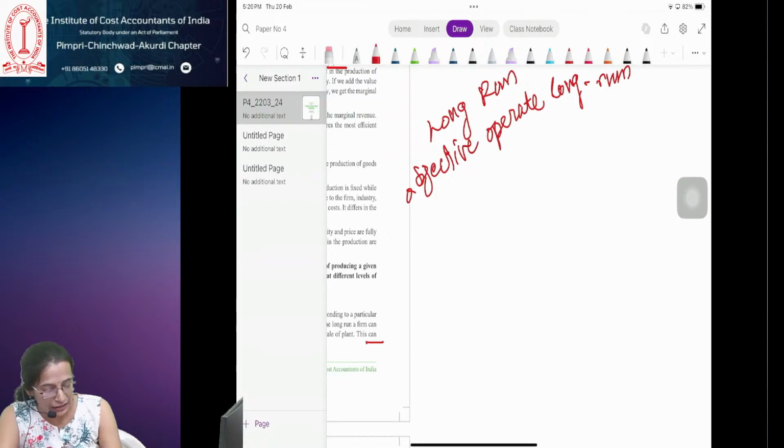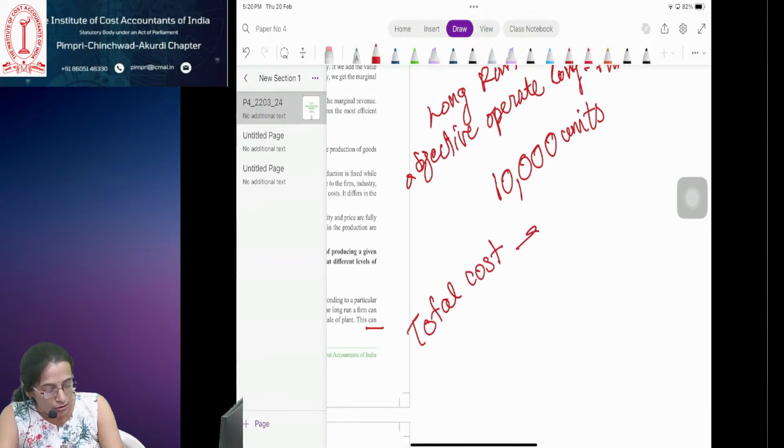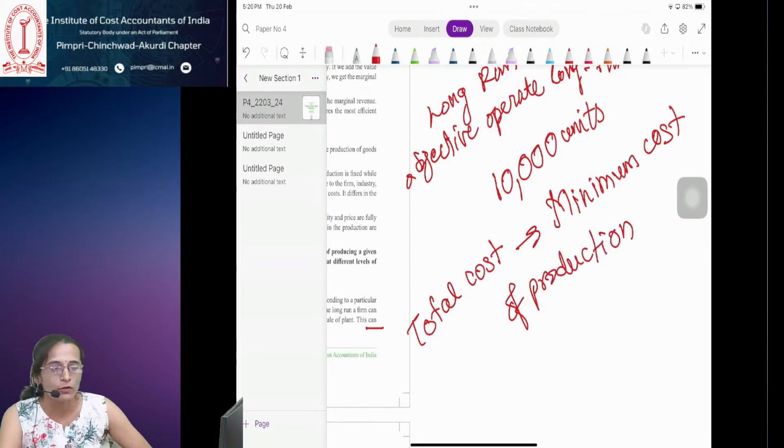What they are saying is that at a certain level of output, if the level of output or the quantity produced is 10,000 units, the total cost of production is the minimum cost of production to produce these 10,000 units of output.